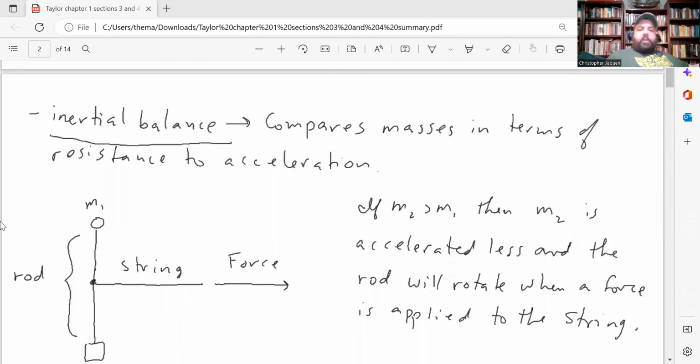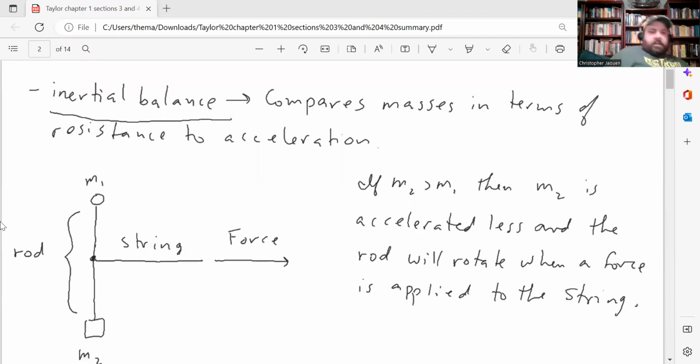Right, and we also have to have a way of measuring any object's mass, again, so that we can make it a quantitative concept. One way, which is a theoretical way of doing it and not actually practical in the real world, is to define something called an inertial balance, which compares the masses of two objects in terms of resistance to acceleration. So what you have is a thin rod that connects the two masses.